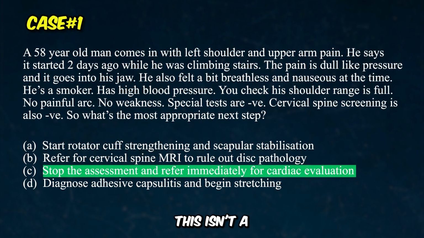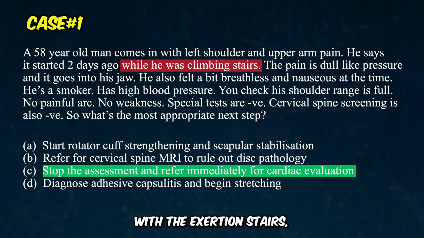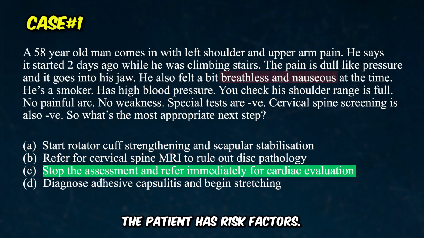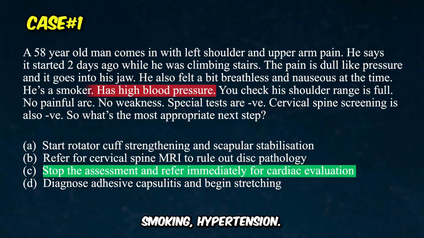What clues tell you this isn't a shoulder problem? The pain is dull, pressure-like, not mechanical. It started with exertion, stairs, not movement. It radiates to the jaw. No shoulder pathology does that. There are associated symptoms, breathlessness, nausea. The patient has risk factors, smoking, hypertension, and your entire shoulder exam is negative. All of it. When the whole exam is negative, but the patient is in pain, think beyond the joint.